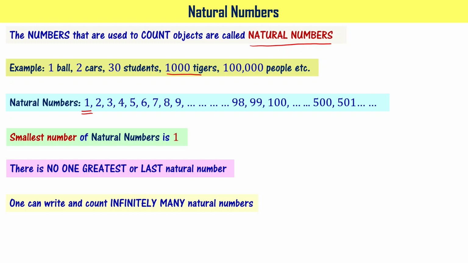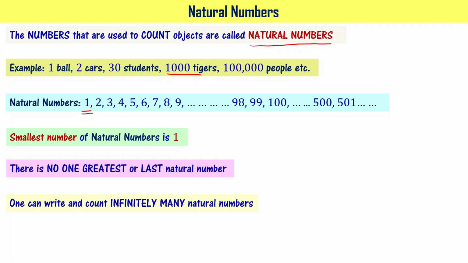If you start counting or start writing these numbers, for your whole life also you may be counting, still you can count many more numbers or you can write many more numbers. So that's what it is about natural numbers.